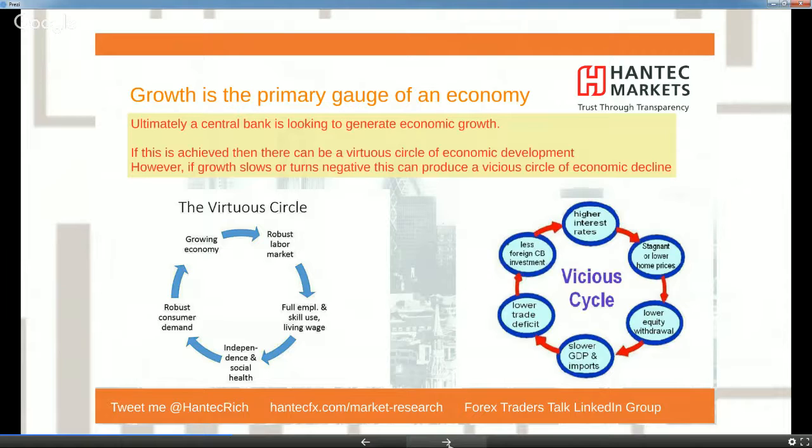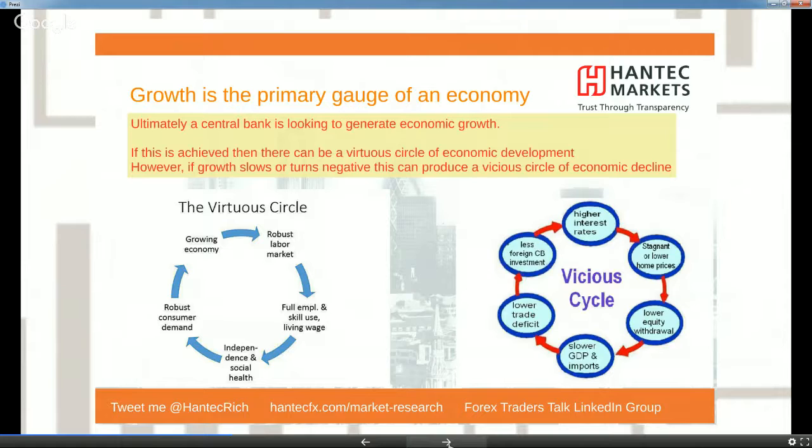Now, the theory would be the virtuous circle versus the vicious cycle. The virtuous circle is where, if you can grow the economy, you're producing more, it's going to lead to employment growth, that's going to drive consumer spending, and it's going to feed back into economic growth. So that's the virtuous circle.